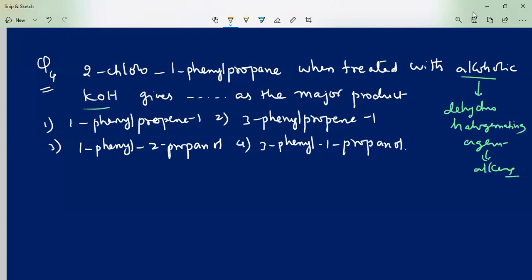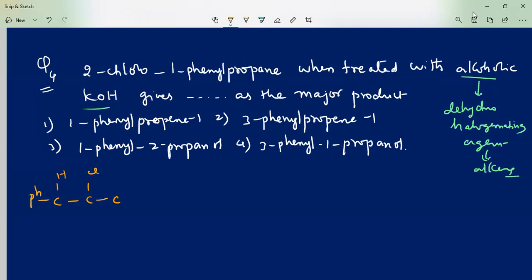2-chloro 1-phenyl propane means we have 3 carbons in propane. On the second carbon we have chlorine. On the first carbon we have phenyl. Phenyl is nothing but Ph. So the hydrogen will be removed from the adjacent carbons.